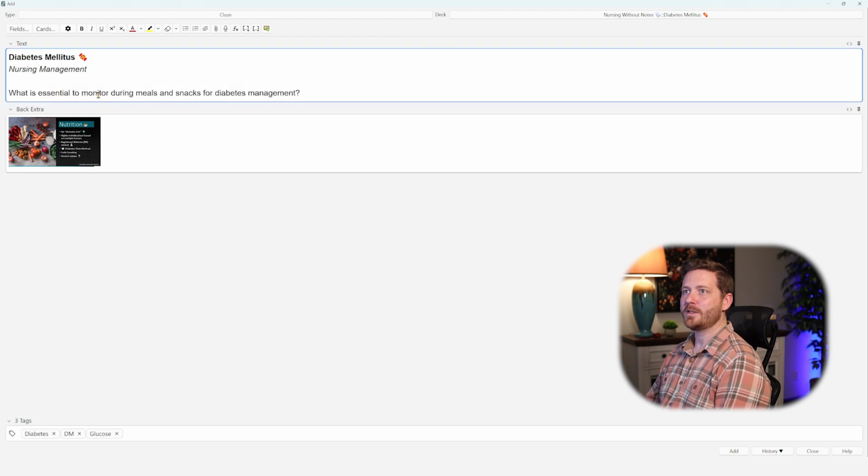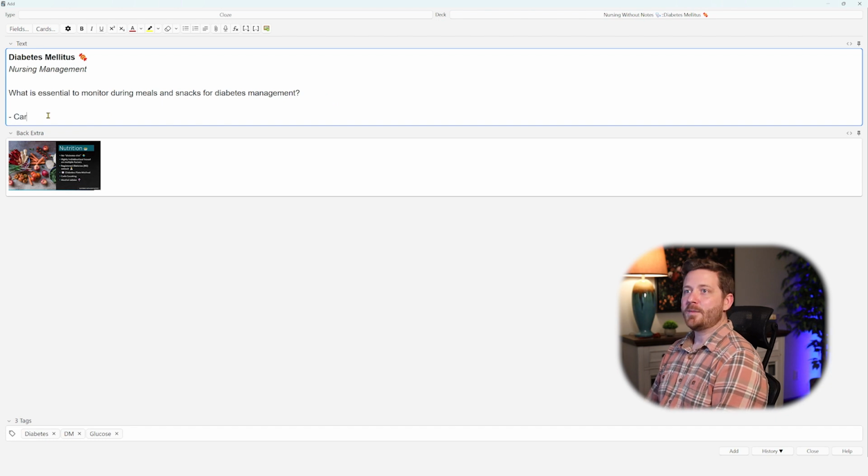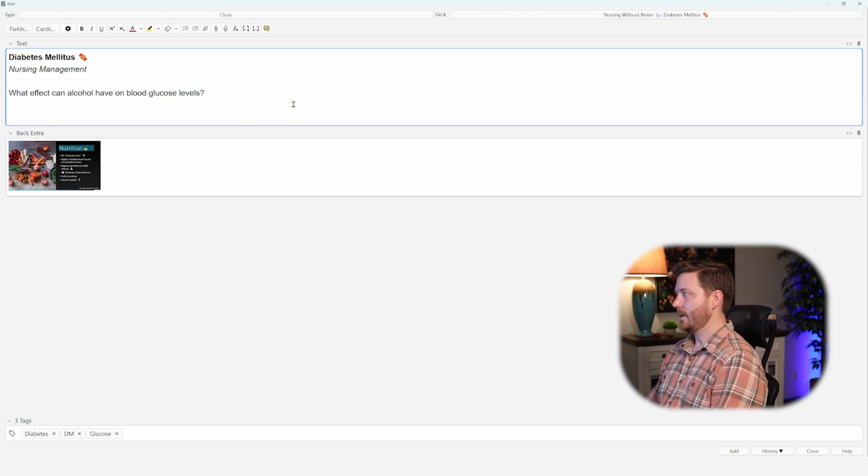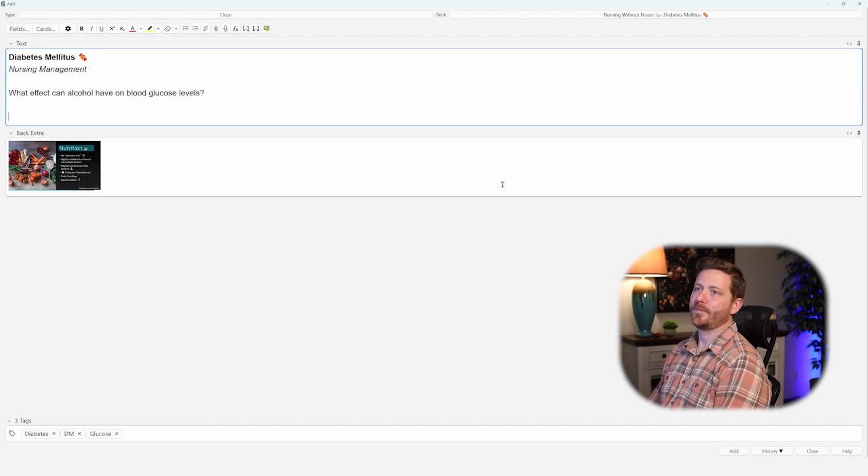And next, let's add in what is essential to monitor during meals and snacks for diabetes management. And that is going to be the carbs. That is what we're looking at most of the time with diabetes and nutrition. Next up, what effect can alcohol have on blood glucose levels? And we need to know that alcohol does lower blood glucose levels.